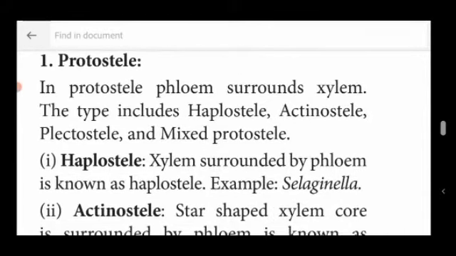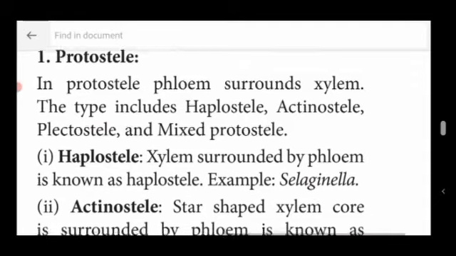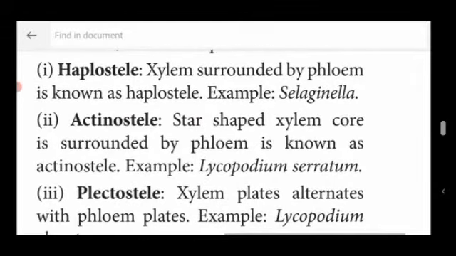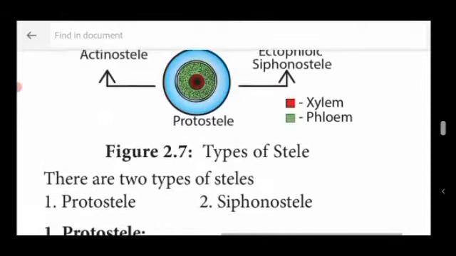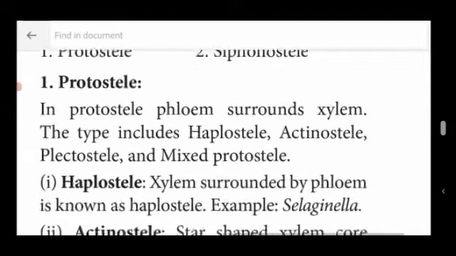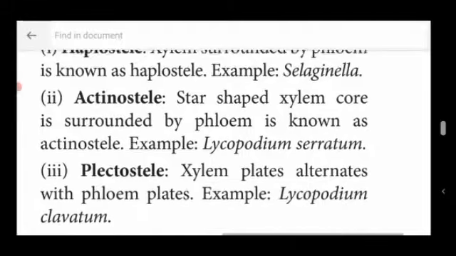In protostele, phloem surrounds xylem. This type of stele is again classified into different types: haplostele, actinostele, plectostele, and mixed protostele. Haplostele: the xylem surrounded by phloem is known as a haplostele. An example is Selaginella.